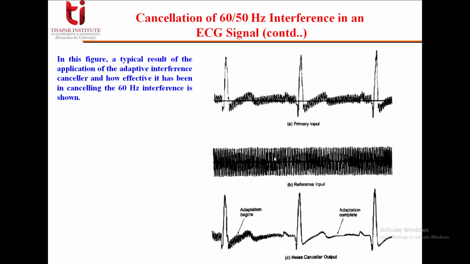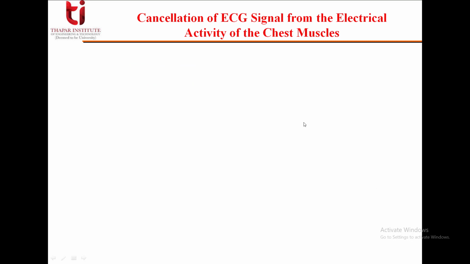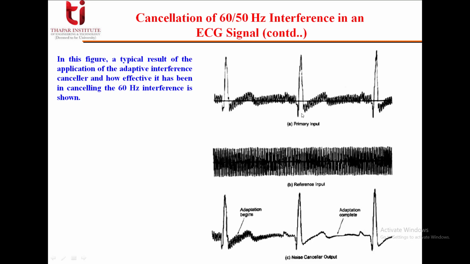Now in this figure, a typical result of the application of this adaptive interference canceller, and how effective it has been in cancelling 60 Hz interference, is shown. So you can see this is the primary input, then we have taken the reference input, and finally this is the noise canceller output.